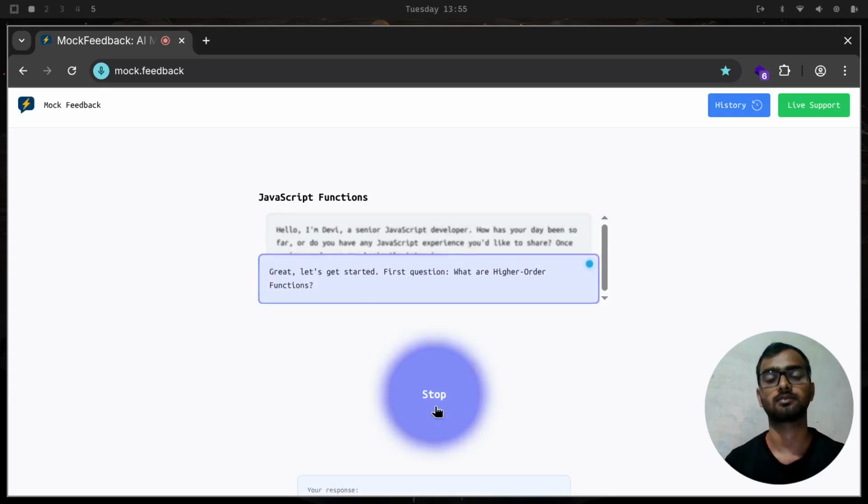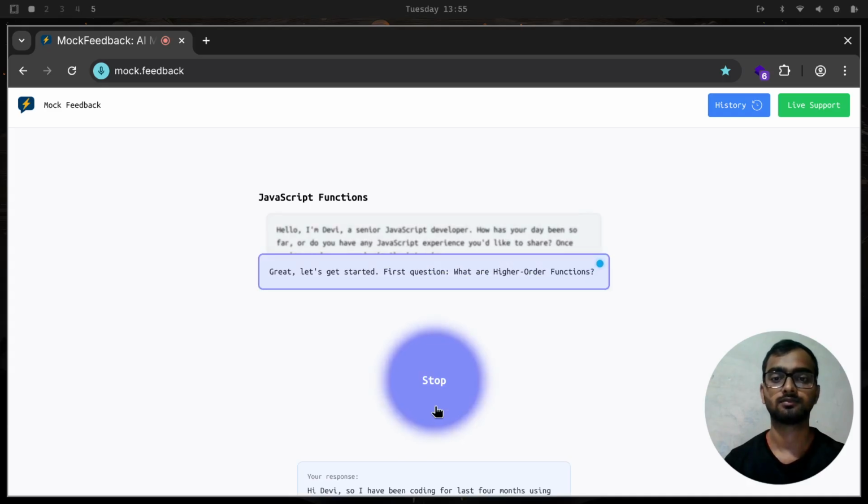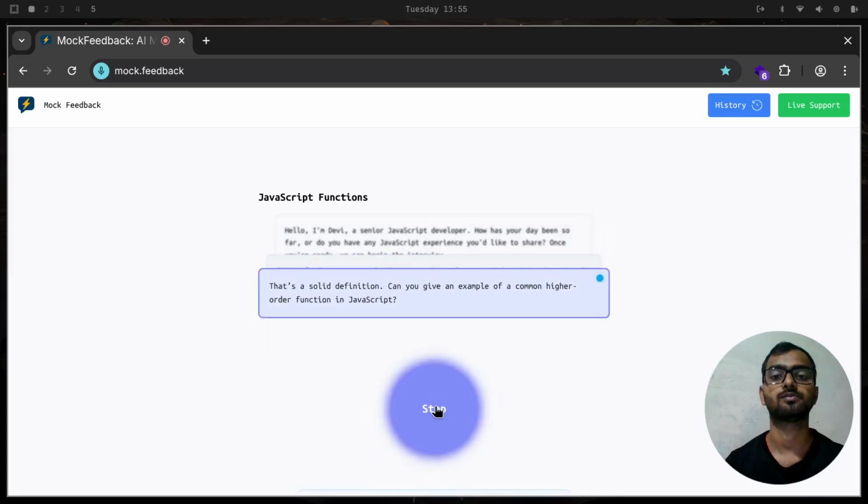Great, let's get started. First question, what are higher order functions? Okay. Higher order functions are a type of functions that either take a function as a parameter or return one. That's a solid definition. Can you give an example of a common higher order function in JavaScript?